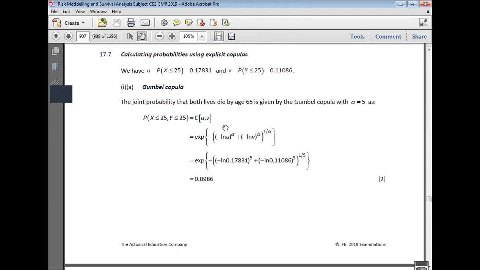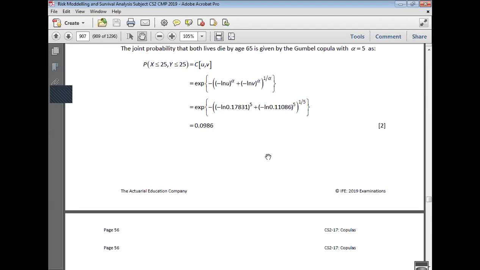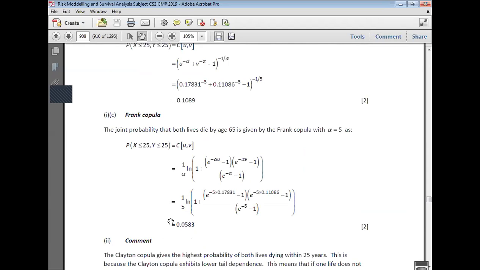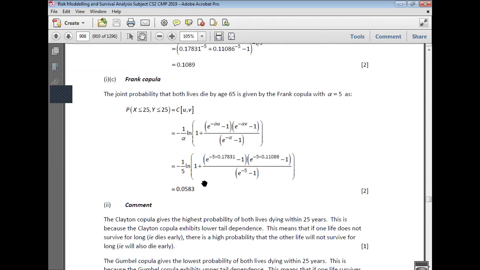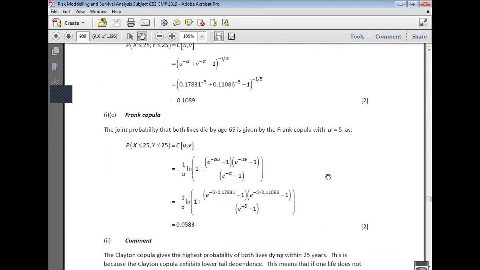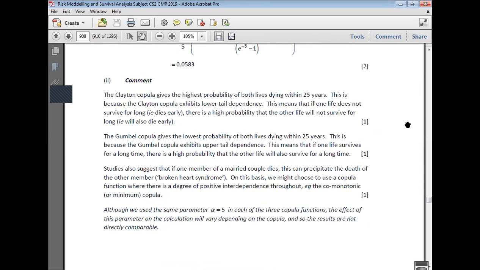So again, you just have to substitute the alpha value, and for U and V, you will substitute in these values. So for Gumbel, you get 0.0986. For Clayton, you get something like this, and for Frank, you get something like this. This is fairly straightforward, I would say. You get 6 marks right then and there. And now if you want to fetch 3 more marks, you will have to explain and comment.